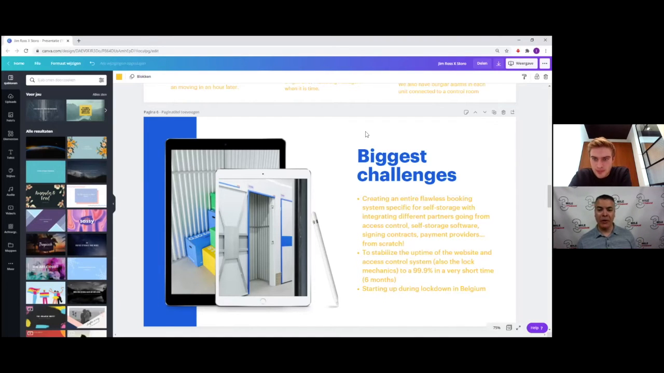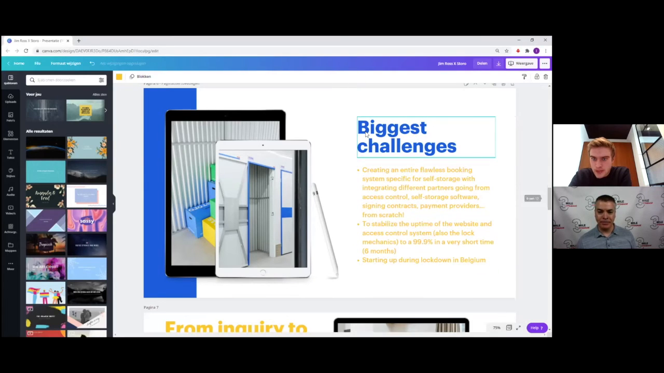Exactly. All right, so some of the biggest challenges that you came across, this would be great. Go ahead. The most difficult thing for me, which I really cracked my head on sometimes, was to create an online booking process specific for self-storage, integrating different partners, from the access control and self-storage software. We also sign our contracts with a third party for legal matters, so the content of the contract cannot be discussed afterwards. And the payment providers to process the first payments and the recurring payments afterwards. And we had to do it almost from scratch.